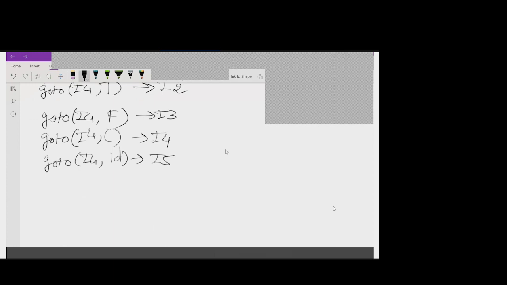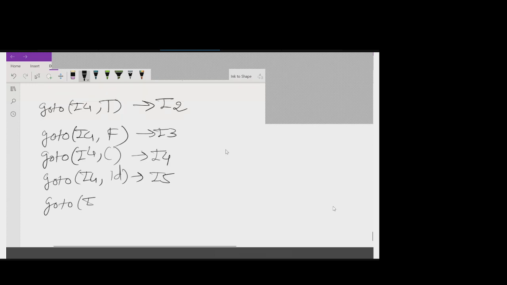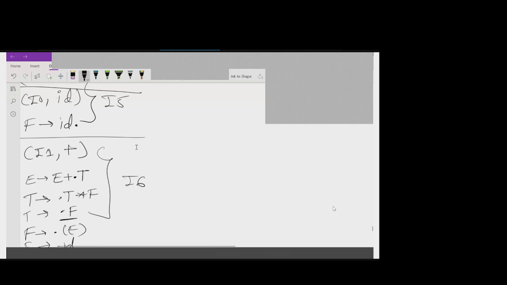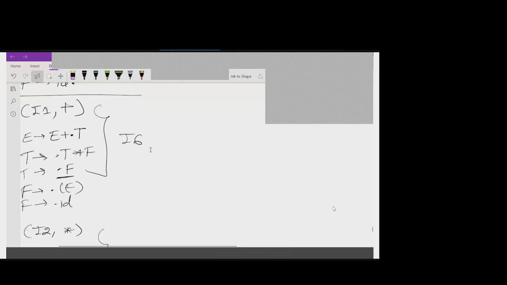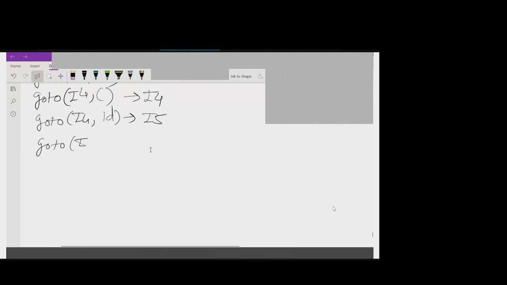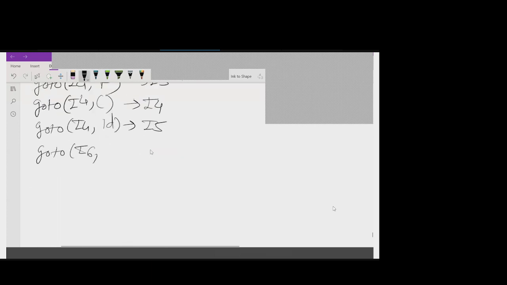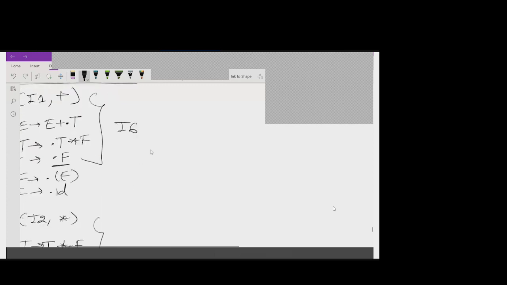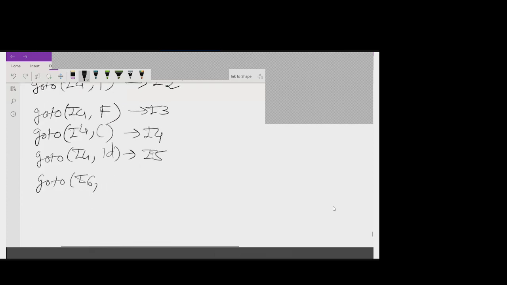Right? Now you need to approach, go to I5. So what is I5? I5 is already completed. It is ID. Okay, so you do not have to write it again. So you are going to approach I6. Okay, so I6 comma T. So you are going to move T. So you are going to have I6 comma T.